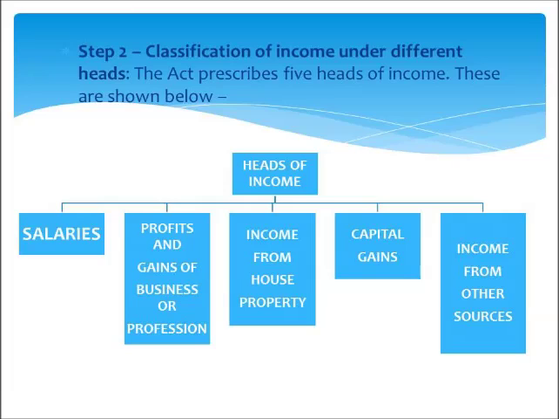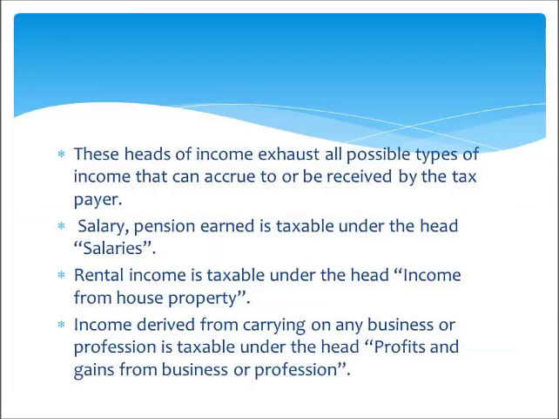These heads of income exhaust all possible types of income that can accrue to or be received by a taxpayer. Whatever income is being earned from whatever source can be divided into these 5 heads. So these heads are exhaustive: apart from these types of income, no other type of income can be earned by any assessee in a given year.